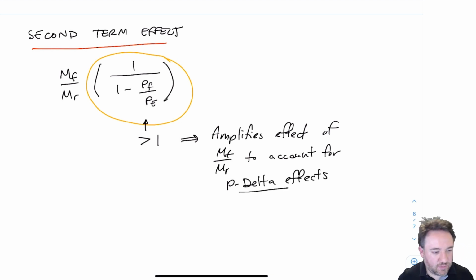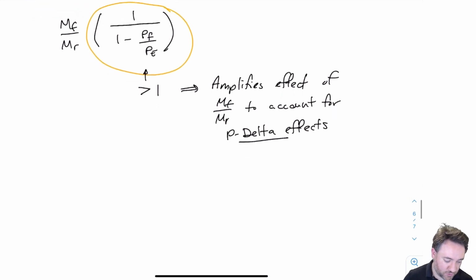And why is it that we want to amplify the MF over MR? It's because we want to account for second order effects, also called P delta effects. And I'm going to look at both of the cases of P delta effects, how we get an amplification of the moment when we have bending that causes deflection, which also has to have then axial load.